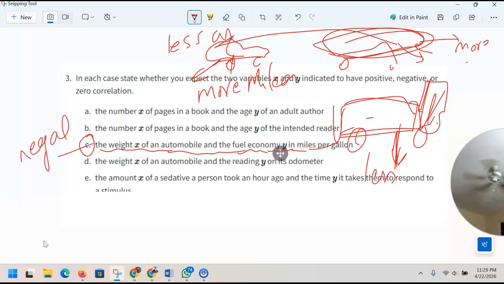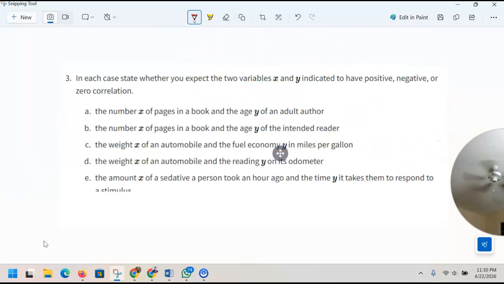What does negative correlation mean? The more the weight of the vehicle, the more the fuel economy decreases. As the weight of the car increases, the fuel economy decreases. That's all that means. Remember about this, the weight of the car and the reading y of its odometer.